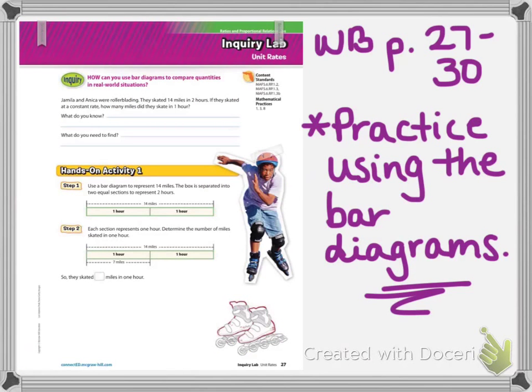This is one of the workbook pages on the inquiry lab. This is giving you practice using the bar diagrams, which you are going to have to know how to use. So this is a good way to practice.